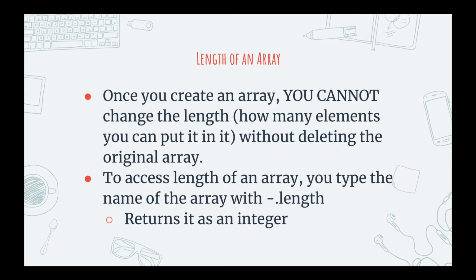Before we do anything in the compiler, let's discuss the length of an array. Once you create an array, you cannot change the length, aka the number of elements you can put in it, without deleting the original array. To access the length of an array, you type the identifier and then you put .length, and it returns it as an integer, so you can put it directly into a print statement, or you could store it as an integer and access it later.